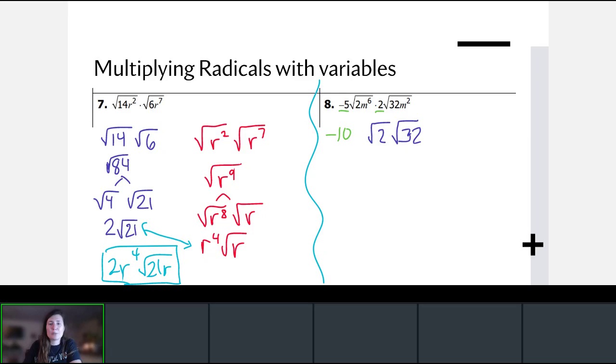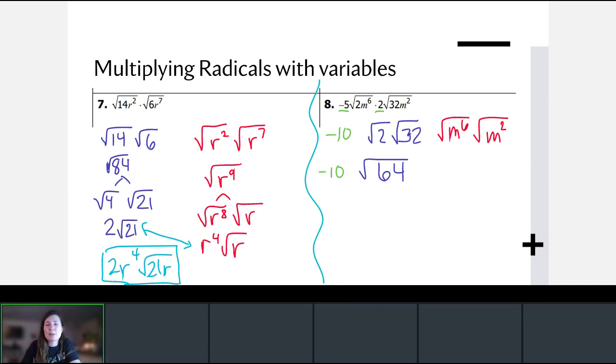And then we can deal with the variables on their own. So we'll have root m to the 6th from that first term and the square root of m squared for that second term. Okay, so that -10, I'm just going to let it kind of stay out front. Now, how about 2 and 32 when we multiply? We get something nice. We get the square root of 64. So I'm going to multiply first because that's a perfect square. So we don't need to simplify and all that first. Let's multiply first. 64 is a good number to take a square root of.